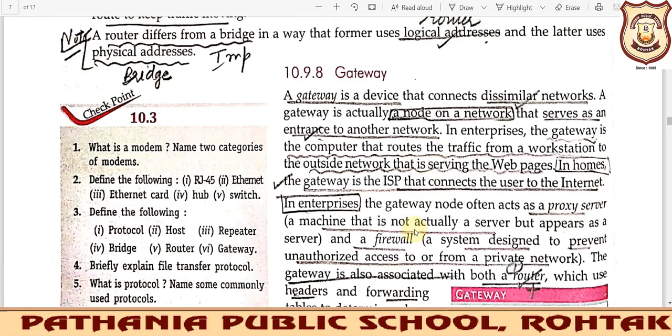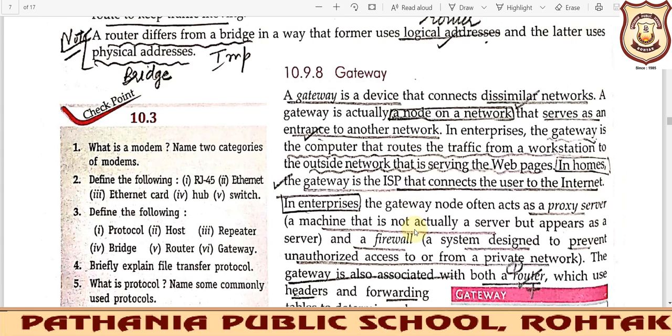Here we have a LAN, and on the other side we have a WAN. If we want to connect a LAN with a WAN, which device will we use? We will use a gateway. A gateway is basically required to connect two dissimilar networks together. If you are working at home, then the gateway is like your ISP. ISP stands for internet service provider.